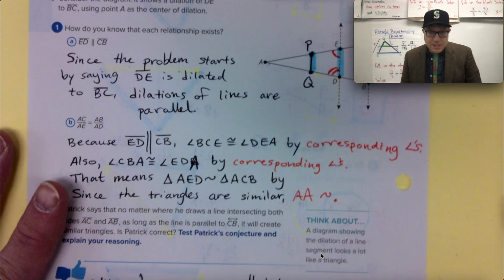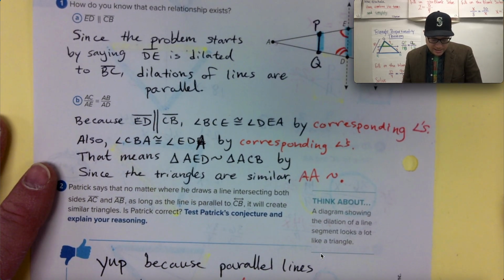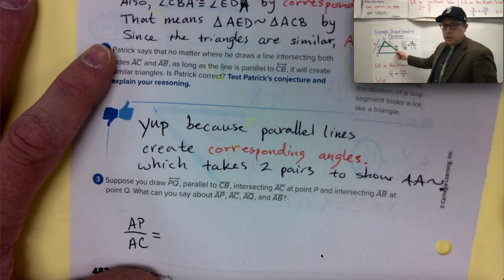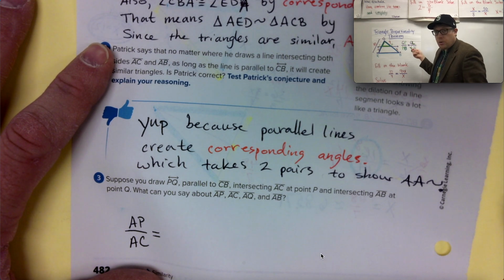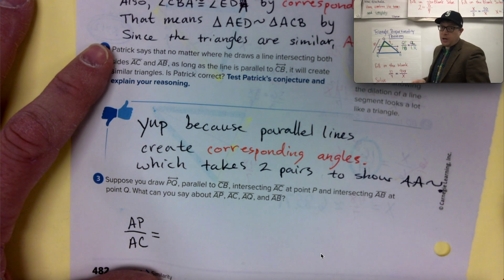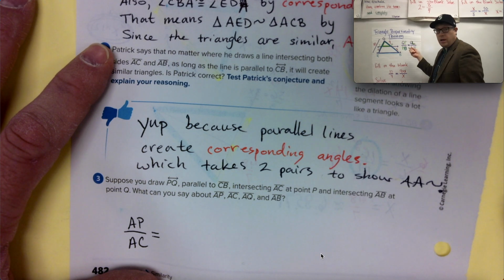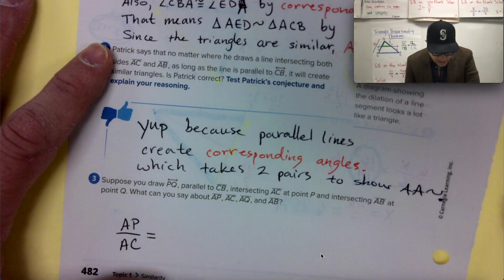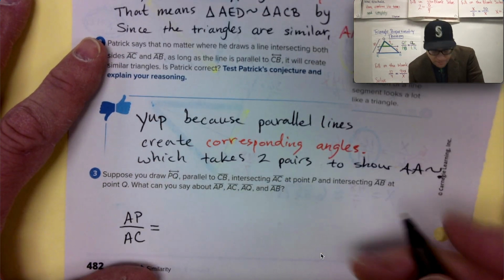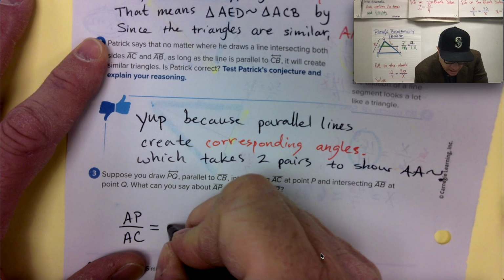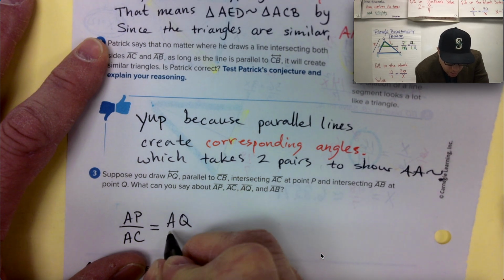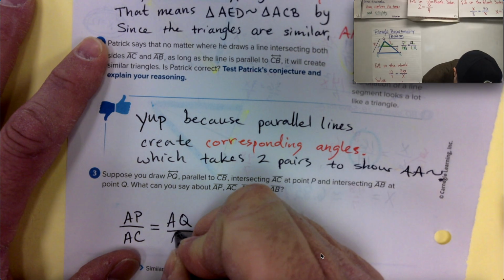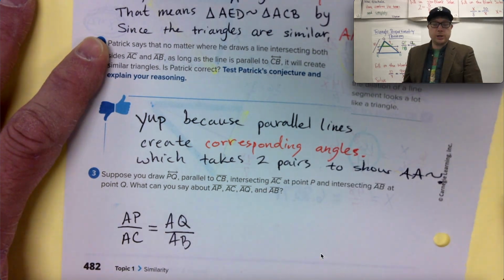And what can you say about AP, AC, AQ, AB? Well, if you have similar triangles, you can take their sides and turn them into a proportion. That's the math you got to know for Module 3. It's right there. Take sides that correspond and write them as a fraction and make those fractions equal. So that would mean AP over AC is going to be equal to AQ over AB. That's what we can conclude.